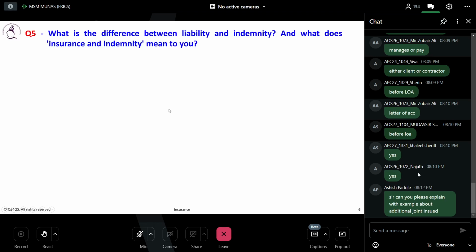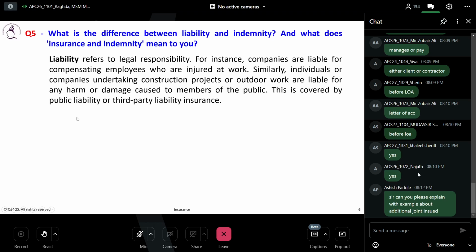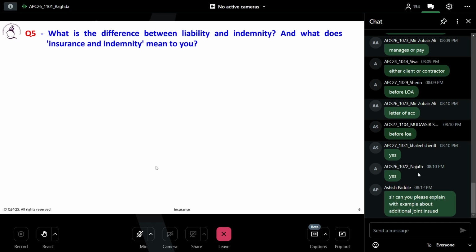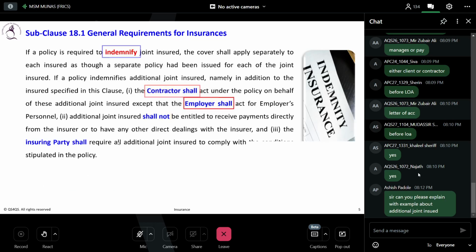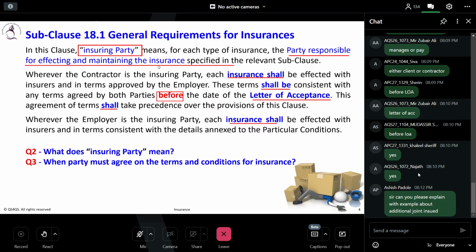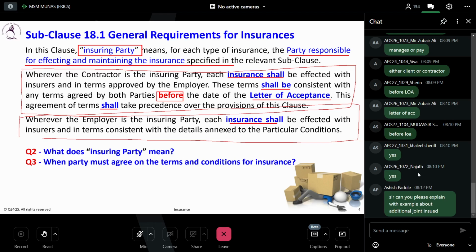Engineer, can you please explain the slide before this one? I did not understand the paragraph exactly. The previous first paragraph you should understand here. This talks about insurance that can be taken. Whenever it says contractor as insuring party, it talks about the contractor taking the insurance. The second one talks about the employer doing the insurance. You understood this part?